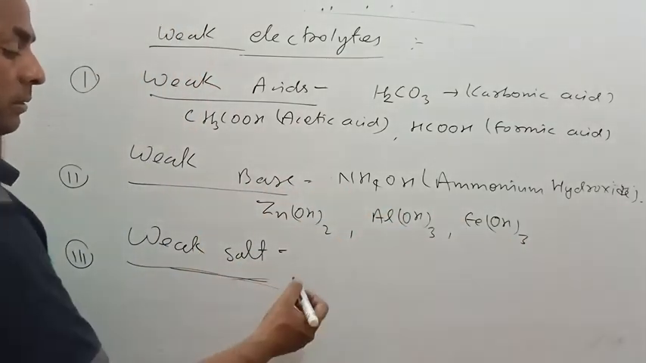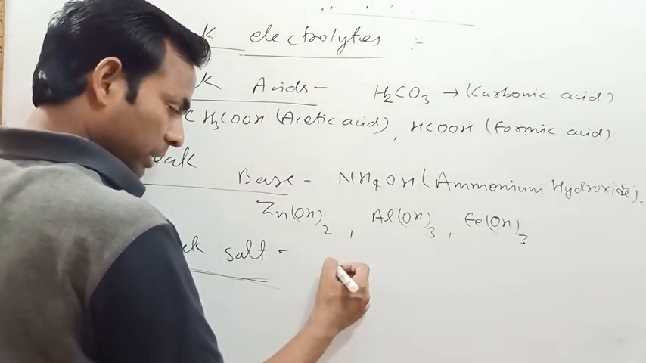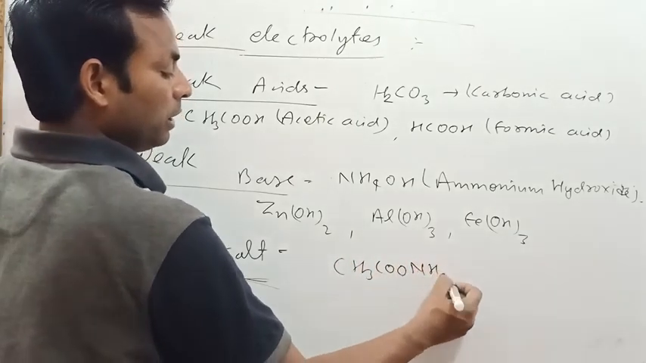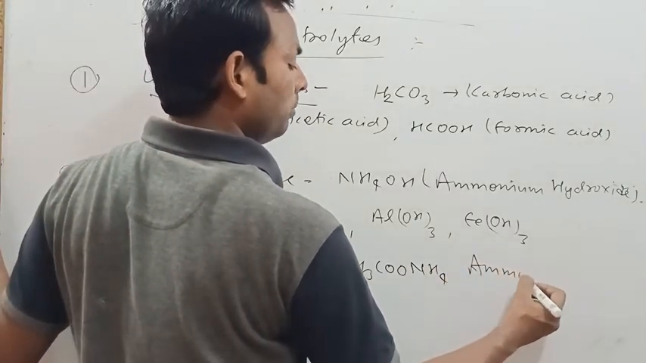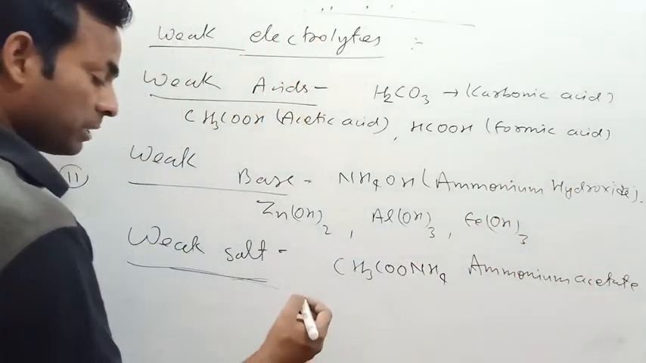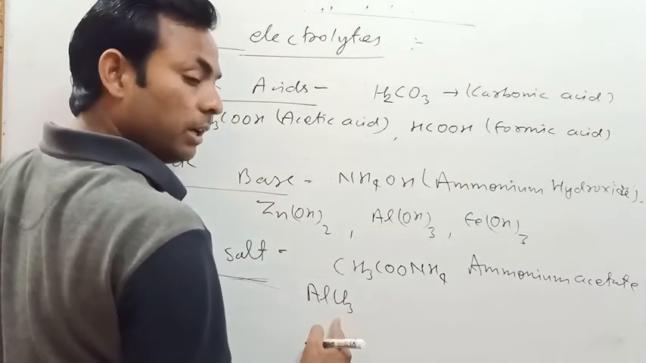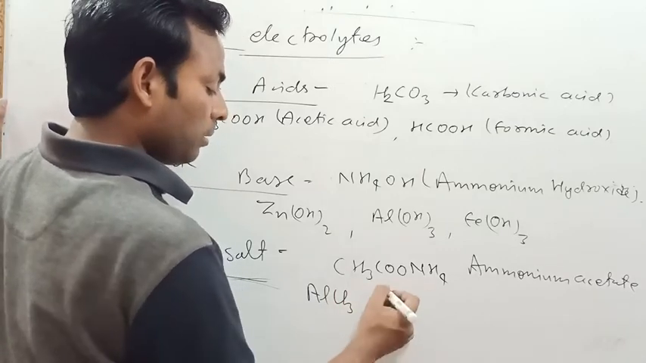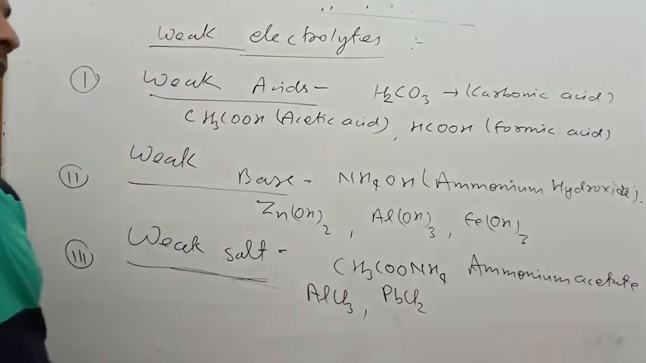Now the weak salts. Weak salt means we can write here CH3COONH4. Its name is ammonium acetate. It is a weak salt. AlCl3, aluminum chloride. Next example, PbCl2, lead chloride. These are weak salts.